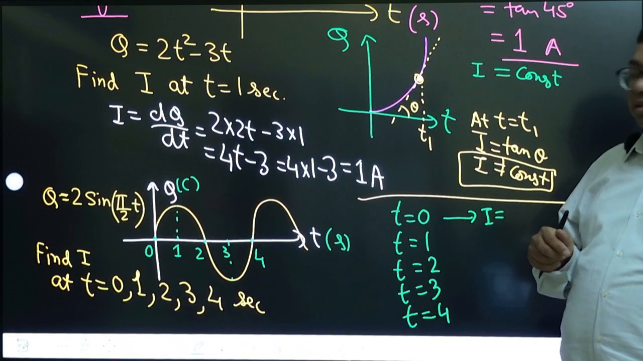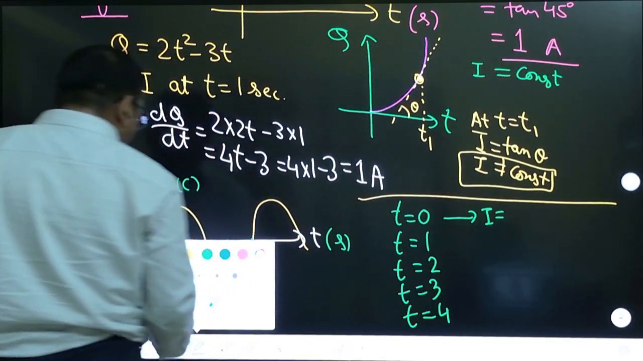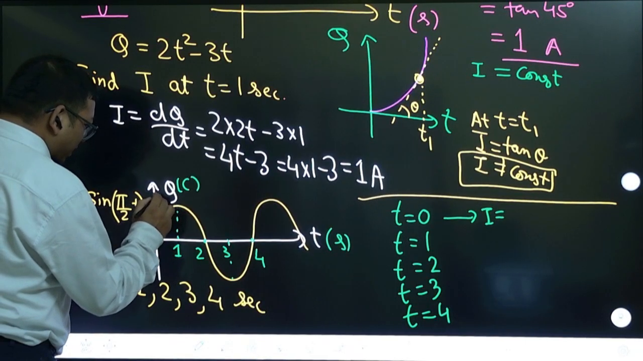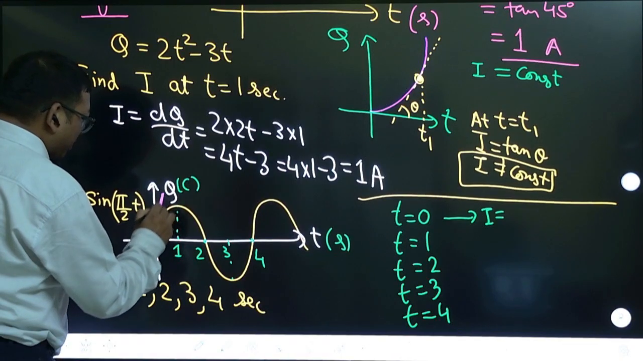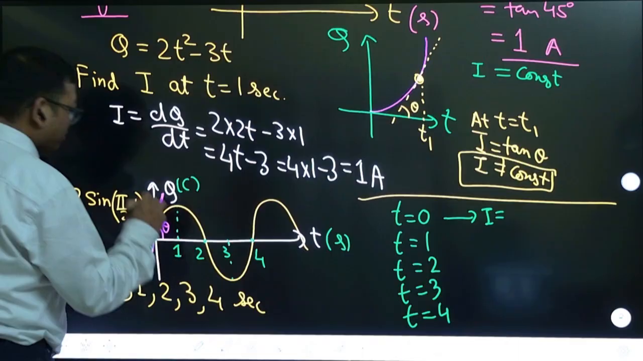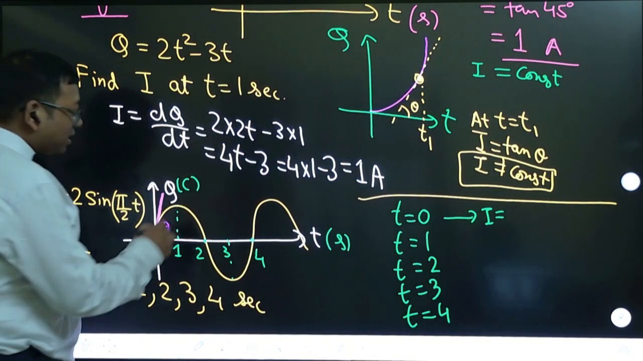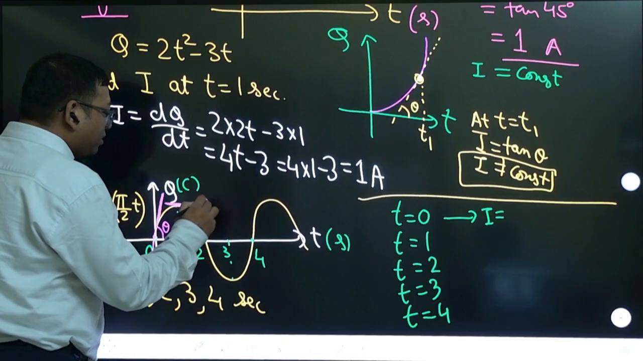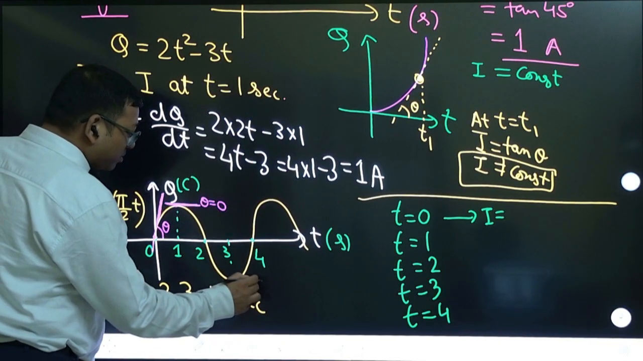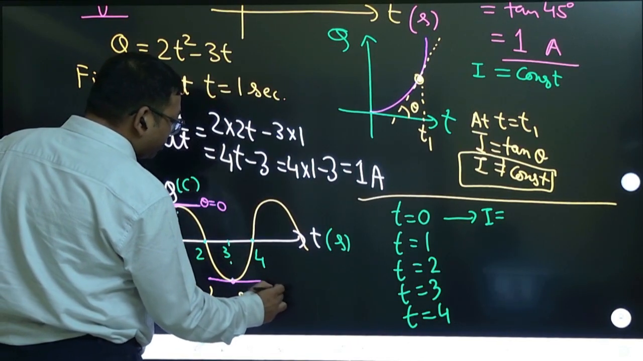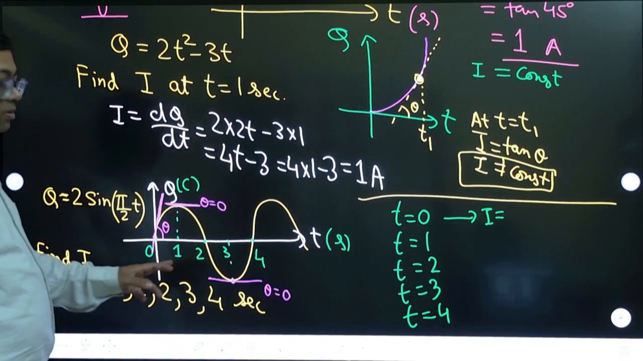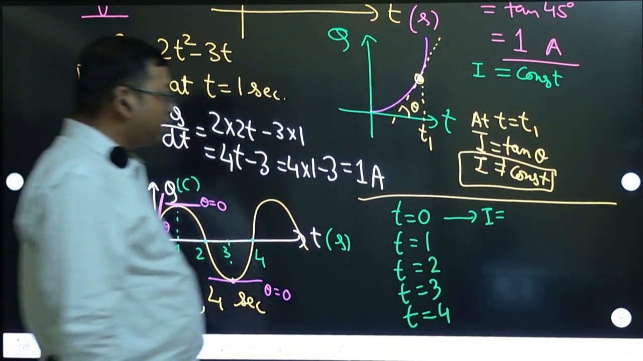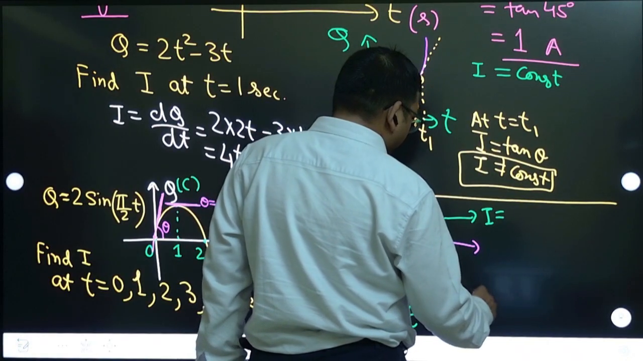So dy by dx, definitely current is not 0, because when you draw a tangent here, some angle will be there, correct? Here you can say it will be 0, because it will become parallel to the x axis. Here theta will be 0. Here also theta will be 0. Maxima and minima, you know now, slope is 0, dy by dx is 0. So at maxima and minima slope will be 0. That means at 1 second and 3 second current will be 0. Here you don't have to calculate.